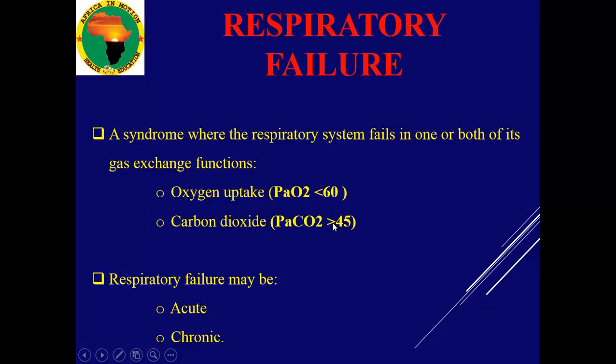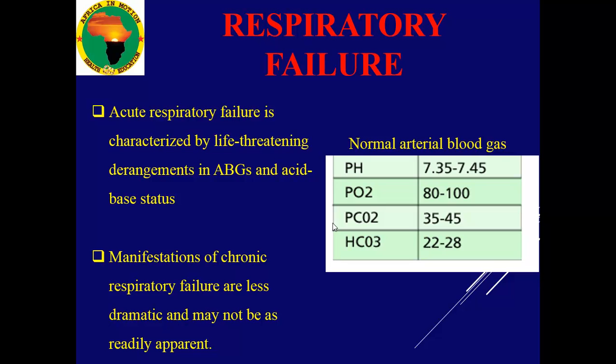Respiratory failure can be acute or chronic. Chronic is for a longer time, acute just in a short time. Now, acute respiratory failure is characterized by what? Life-threatening derangement of arterial blood gas. We are going to understand what these gases are. Alright? So manifestations of chronic respiratory failure are less dramatic and may not be as readily apparent compared to acute respiratory failure.